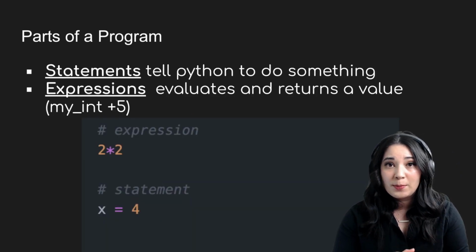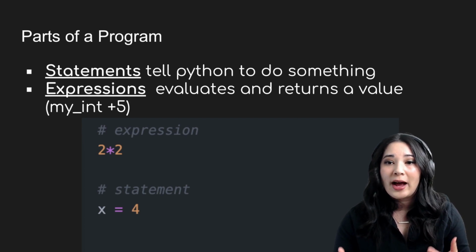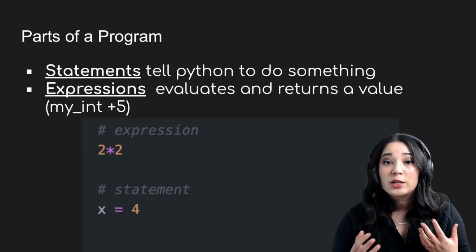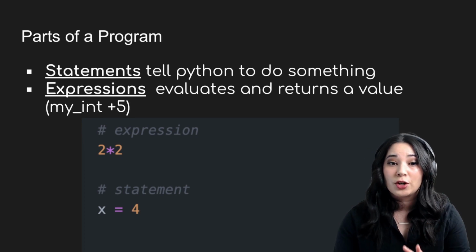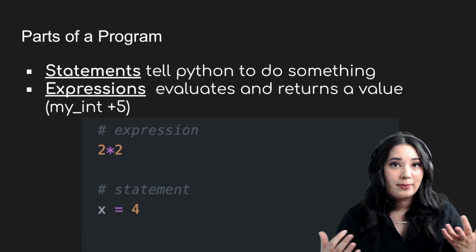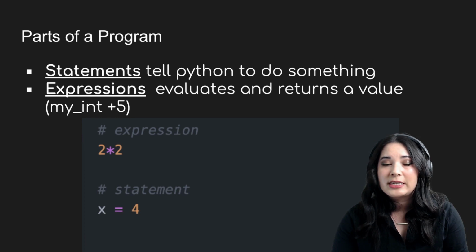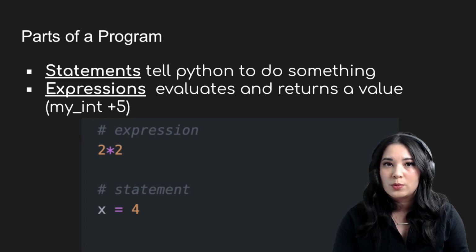Next, even the simple types of programs that we write have statements and expressions. Statements tell Python to do something. Expressions evaluate and then return a value. For example, the expression 2 times 2 will evaluate, it'll calculate what that answer is, and then return to us the answer, which is 4.